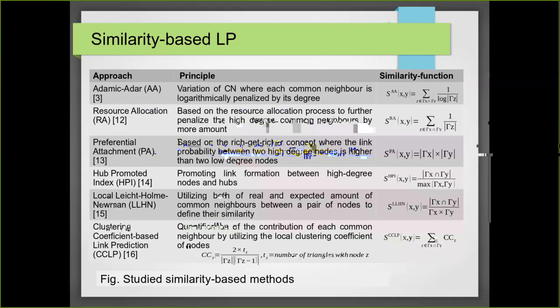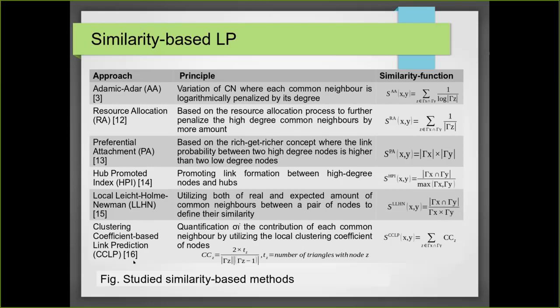So here is the list of these 6 similarity-based link prediction methods. First of all, the Adamic-Adar method. It is a variant of the common neighbor method, where common neighbors are logarithmically penalized by their degree. And then the resource allocation method. Here you can see the principle of each method. If you are interested in these methods, you can get details in my paper.